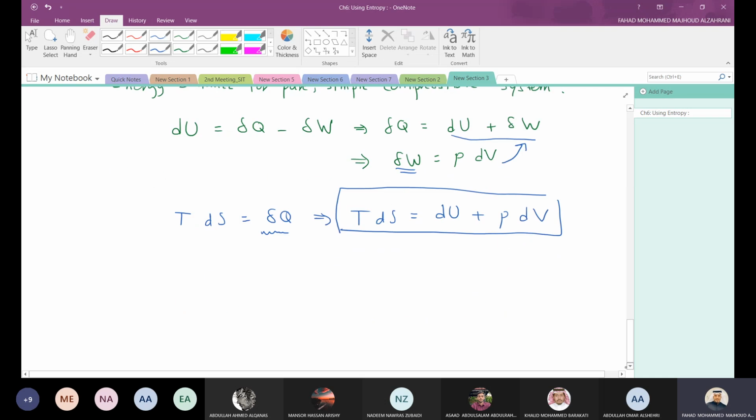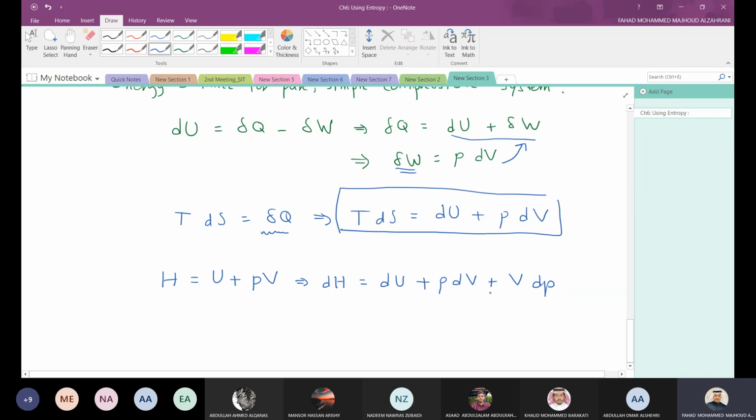Can we derive another TdS equation? Yes. Using what? Using enthalpy. How? We know that enthalpy is equal to internal energy plus PV. If I want to differentiate this, I have dH equals du plus, think of PV as differentiation of two functions, so you have P dV plus V dP.